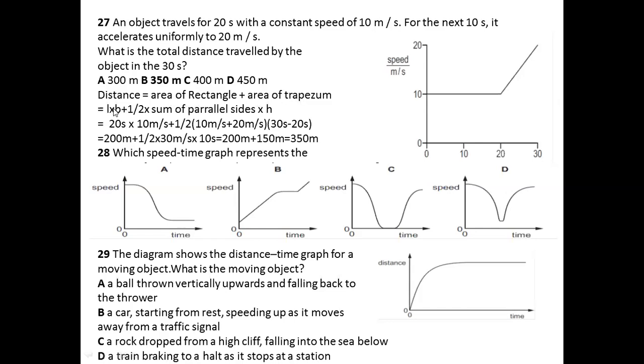Formula for area of rectangle is length into breadth, and formula for area of trapezium is half into sum of parallel sides into height. So length of rectangle is 20 and breadth is 10 meters per second. And for trapezium, one of the parallel sides is 10 meters per second, other is 20 meters per second. And its height will be 30 minus 20. So the area of rectangle becomes 200 meters, area of trapezium becomes 150, adding them, 350 meters is the correct answer.